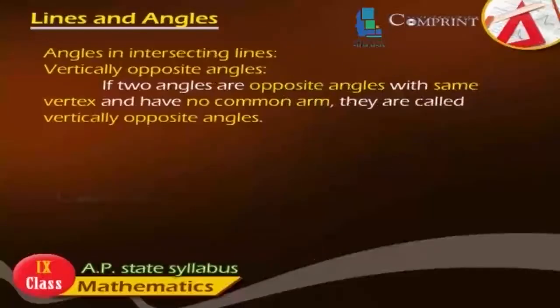Angles in intersecting lines. If two angles are opposite angles with the same vertex and have no common arm, they are called vertically opposite angles.